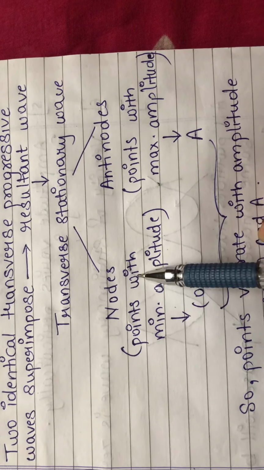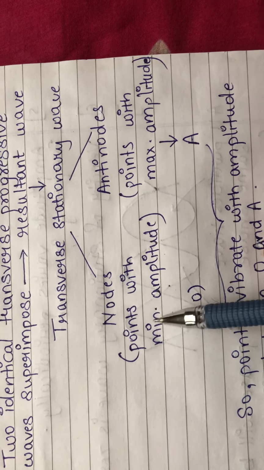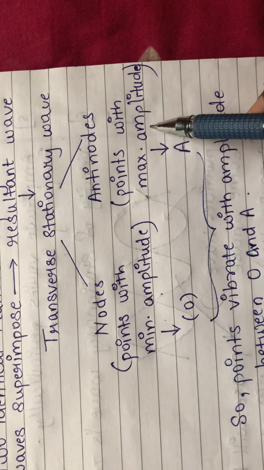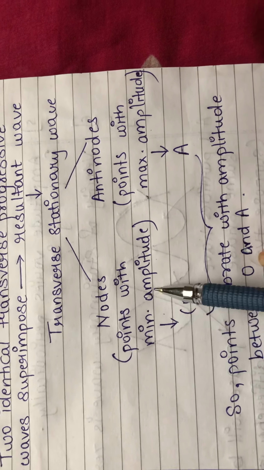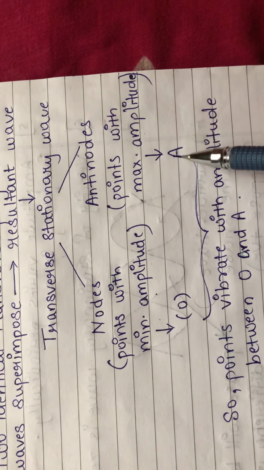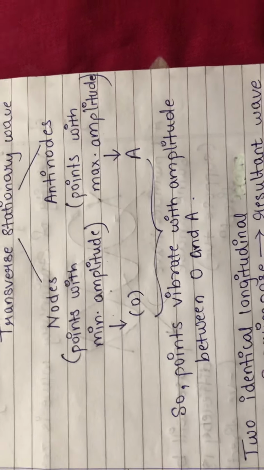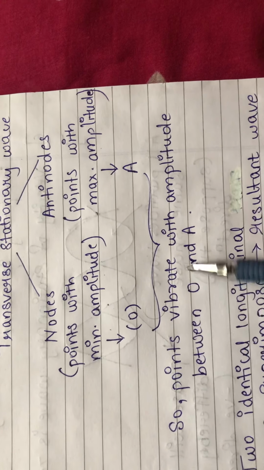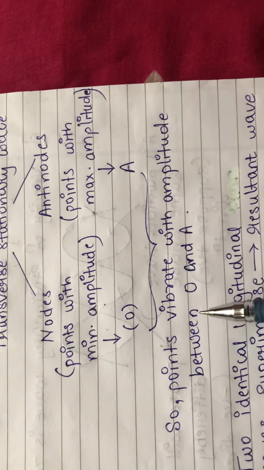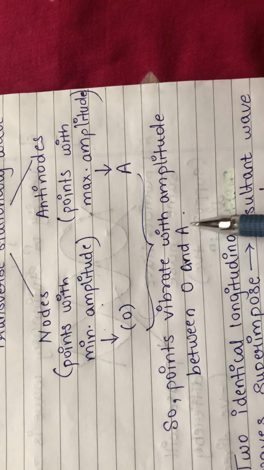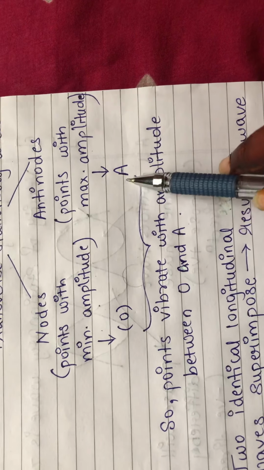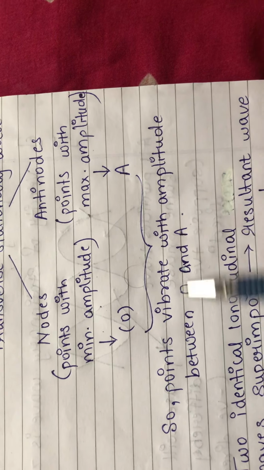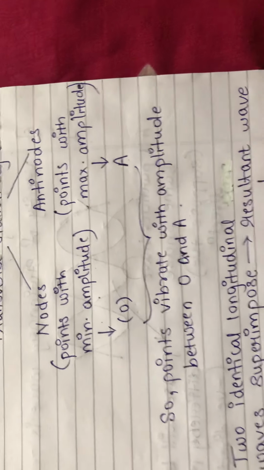Nodes are the points where the particles vibrate with minimum amplitude, and antinodes are the points where particles vibrate with maximum amplitude. Now this minimum amplitude is nothing but 0 and this maximum amplitude is nothing but A. So all the points in the wave must be vibrating with an amplitude between 0 and A, because the minimum amplitude is 0 and the maximum amplitude is A.